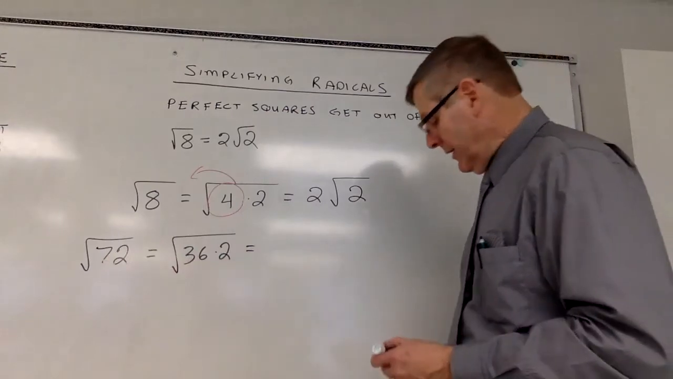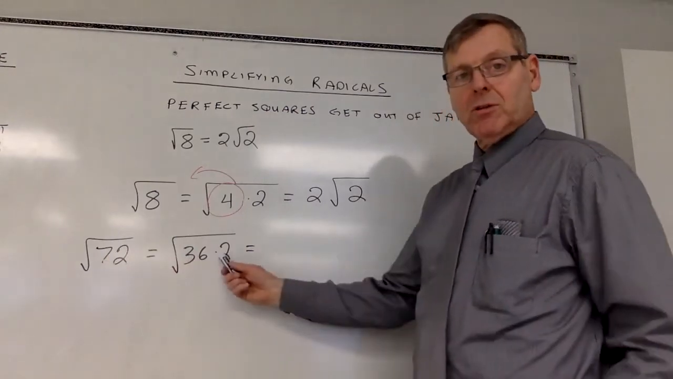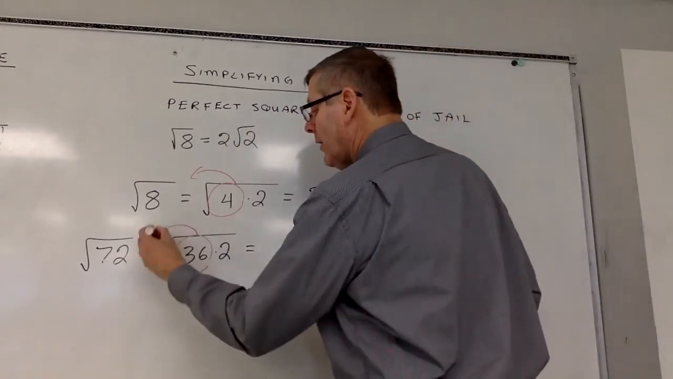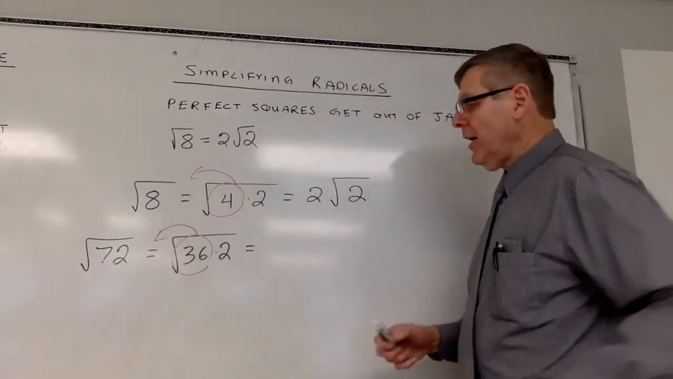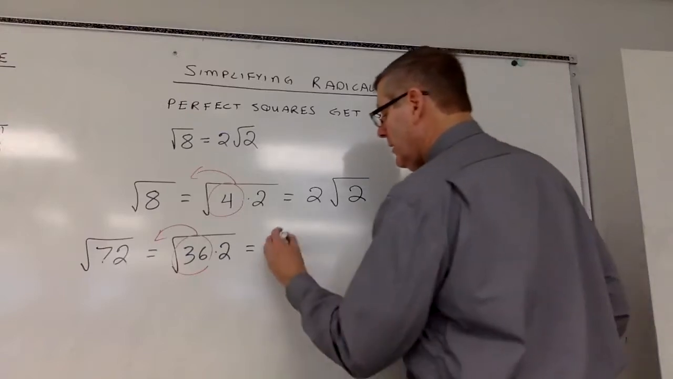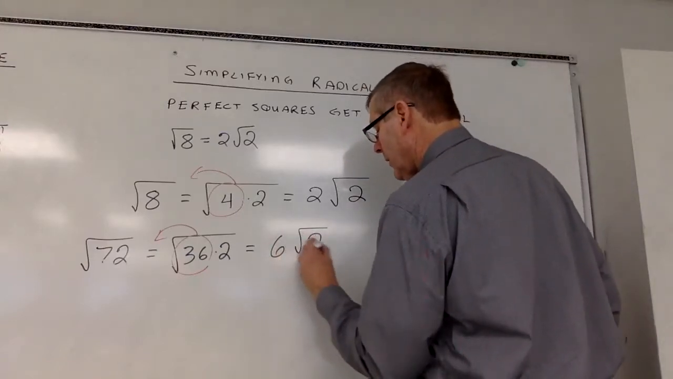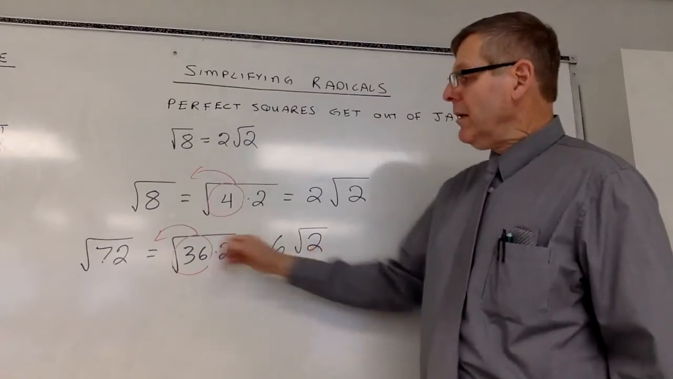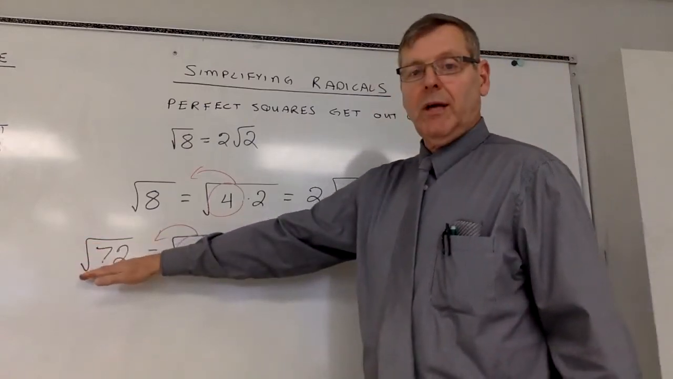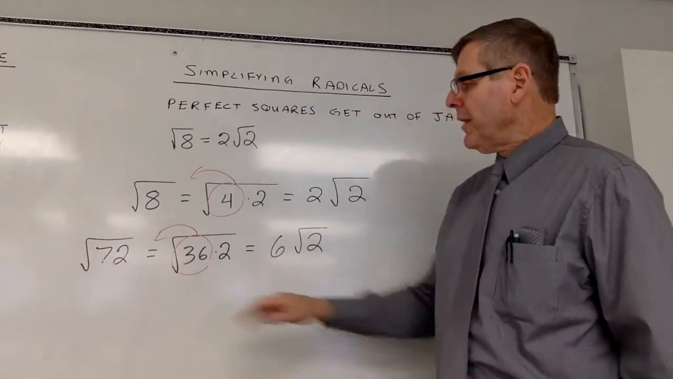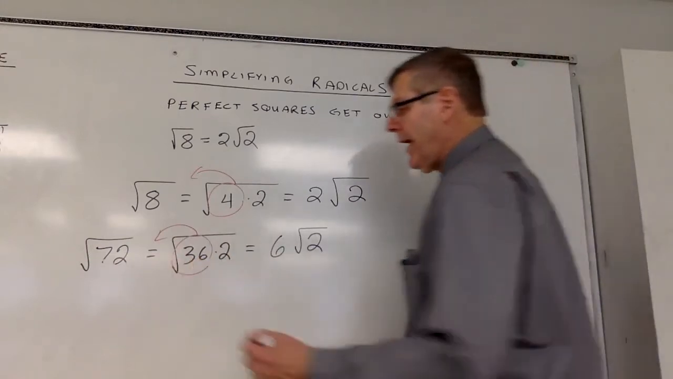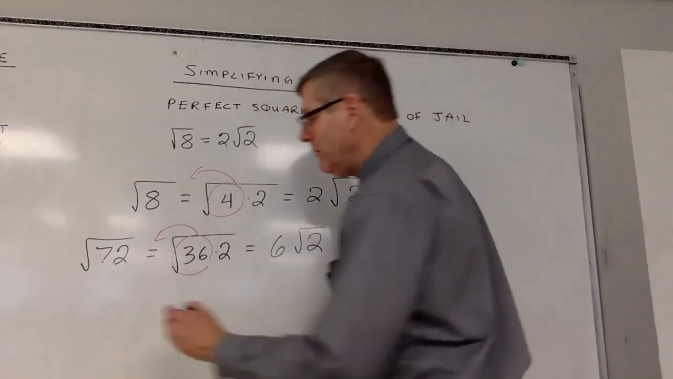And I recognize that 36 is a perfect square. So if it's a perfect square, I can take the square root of it. I can get it out of jail. So it would just be 6 times the square root of 2. And if you take 6 times the square root of 2 on your calculator and square root of 72 on your calculator, you'll get the same answer. But you may not have recognized that high a factor right off the bat in the square root of 72.